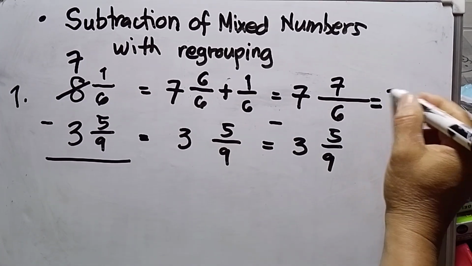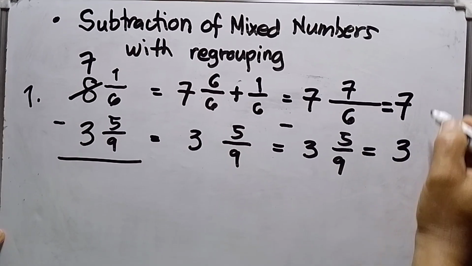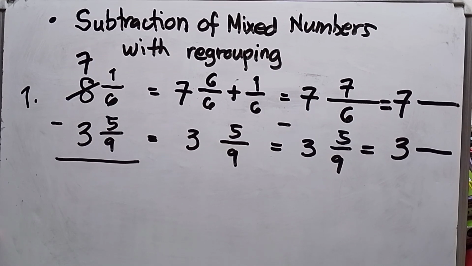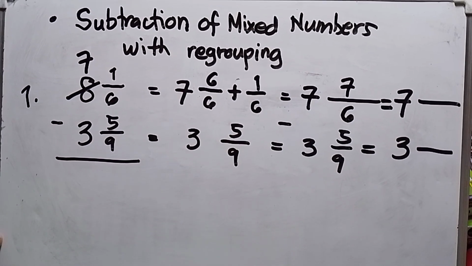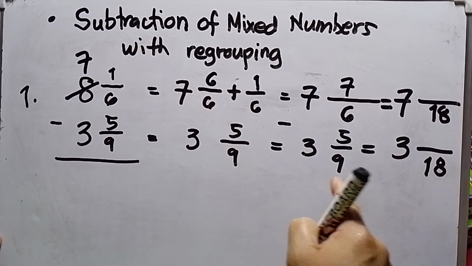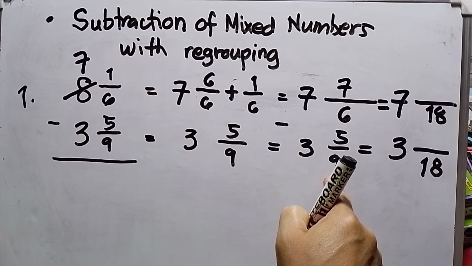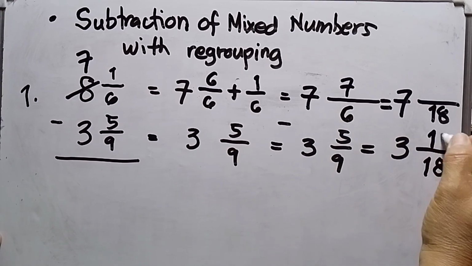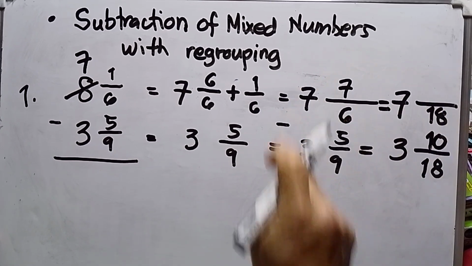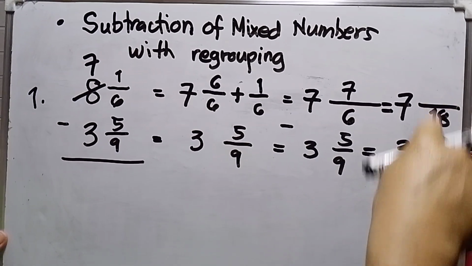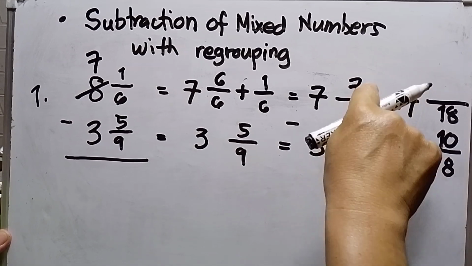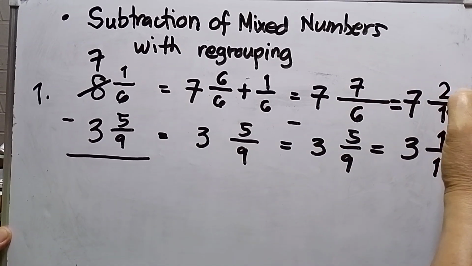Then next, find the LCD between 6 and 9, the least common denominator. So this will be 18. 18 also in here. So 18 divided by 9 is 2, times 5 is 10. So I've got 3 10/18. Our goal in here is to make similar fractions. So next, 18 divided by 6 is 3, times 7 is 21.